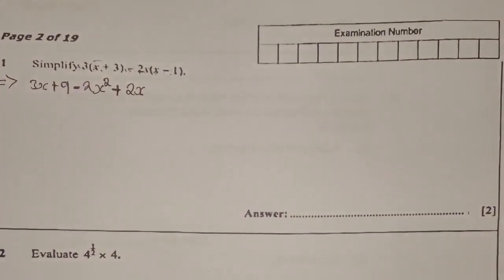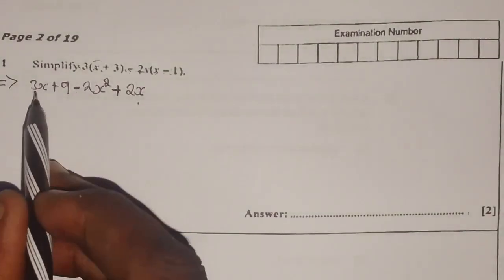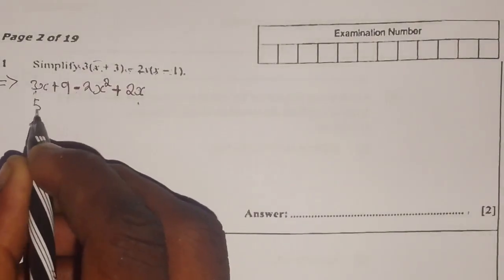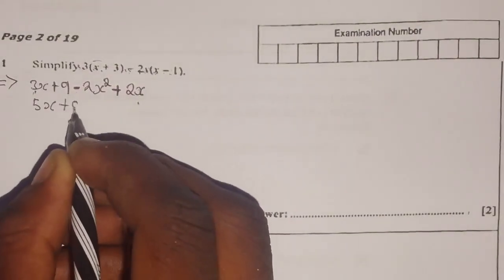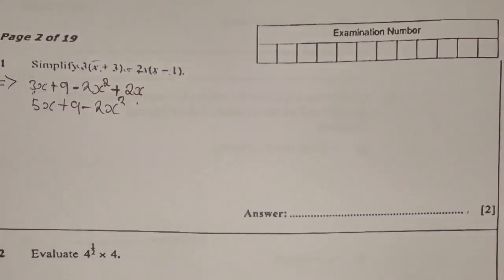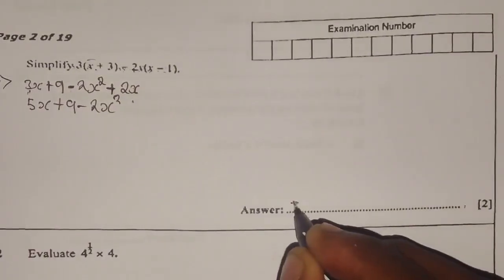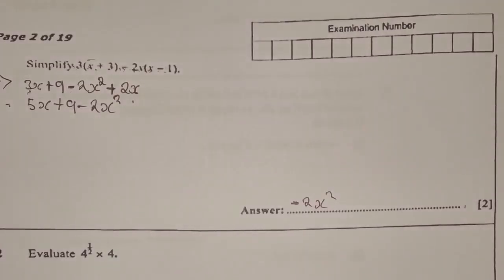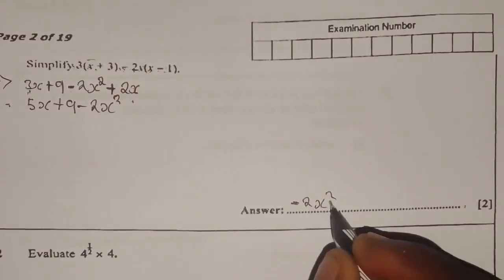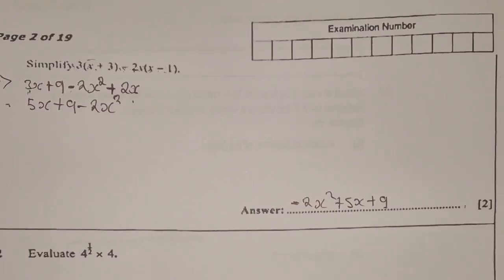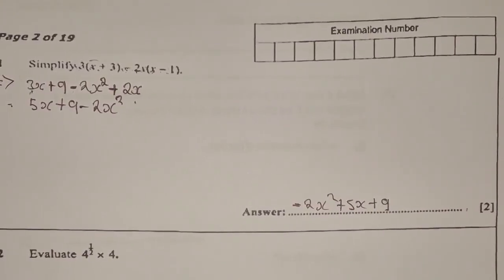which gives us 2x. Having reached this side, you can see that these are like terms, so we can add them. 3x plus 2x gives us 5x. So we have 5x plus 9 minus 2x squared. So we have simplified this. We can write it as negative 2x squared, taking it to the front so that it is a quadratic expression, plus 5x plus 9. Okay, so this was the answer to question 1.